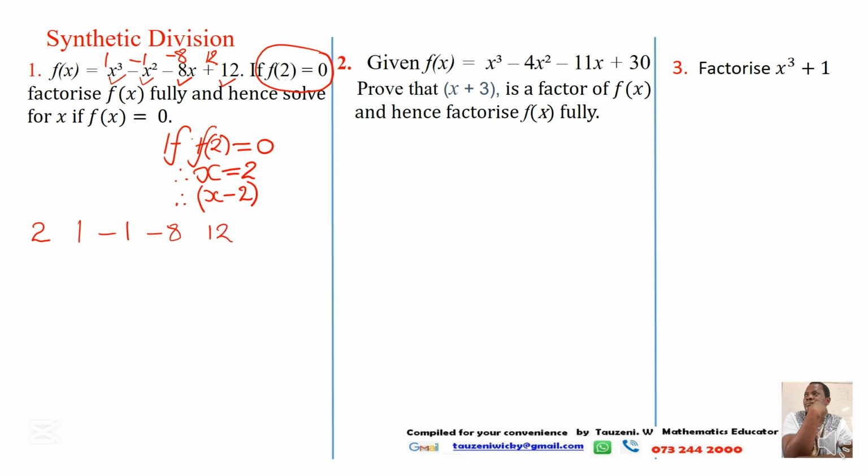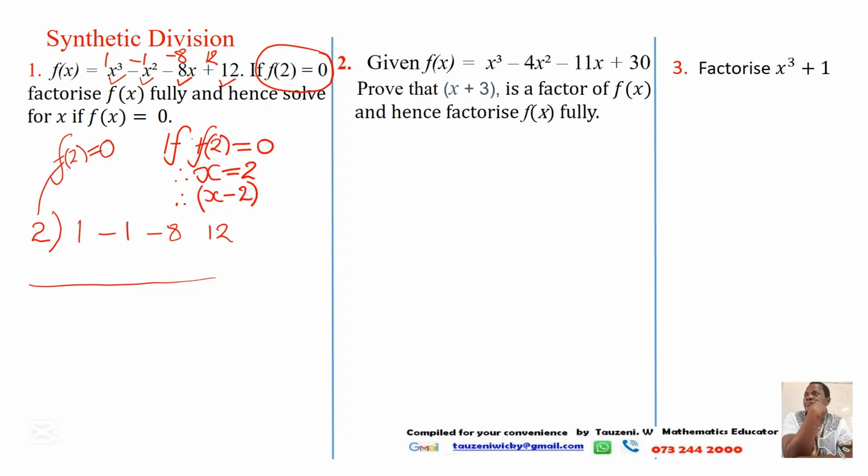Now I have got 5 numbers. Let's be clear about where these numbers are coming from. The first one is the value of x, so this is coming from f of 2 is equal to 0. That 2 there is the one that we are using. Then these 1, 2, 3, 4 numbers are coming from the coefficients of the expression that we are factorizing.